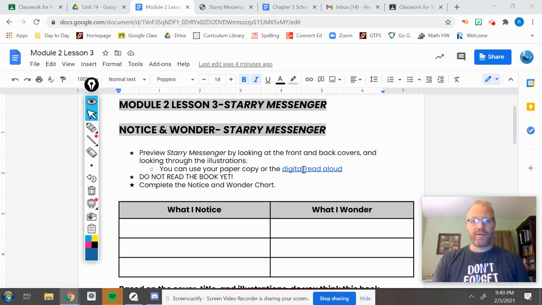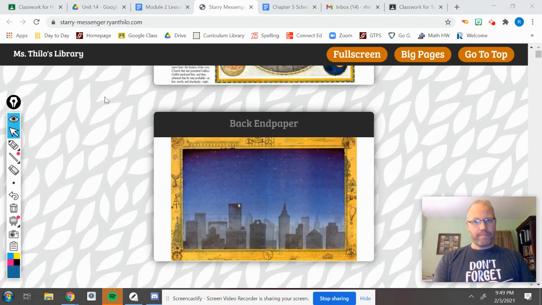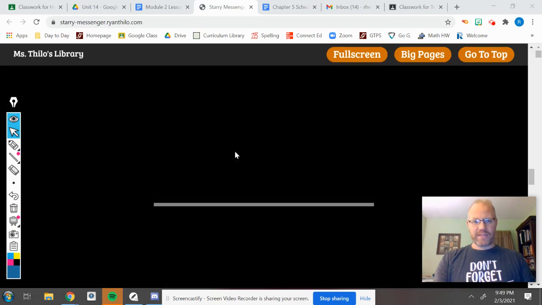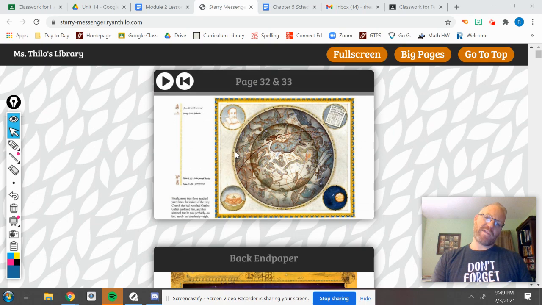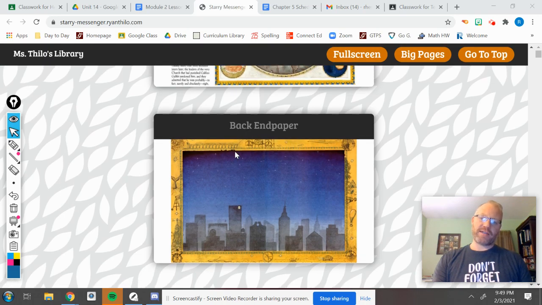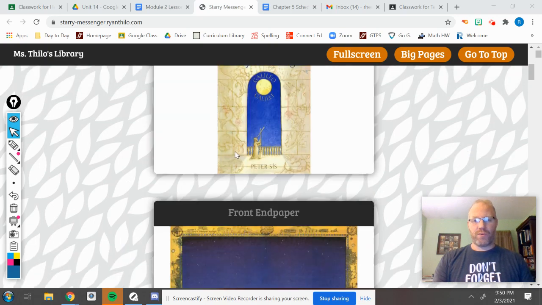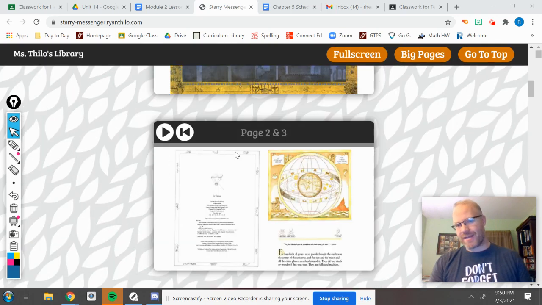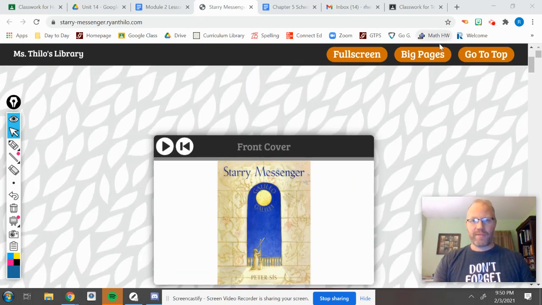So you're going to want to click on the digital read aloud, which is right here. And when you click that, you're going to click the link and it'll pull up this book. And it's similar to what we've been looking at in the past. The only difference is that there's no table of contents for this book because it's not like a chapter book. It just goes through information. I want to say it's a shorter book, so there is no table of contents.